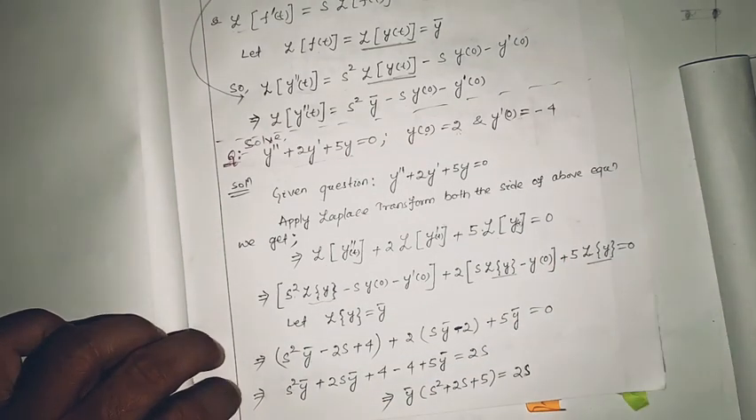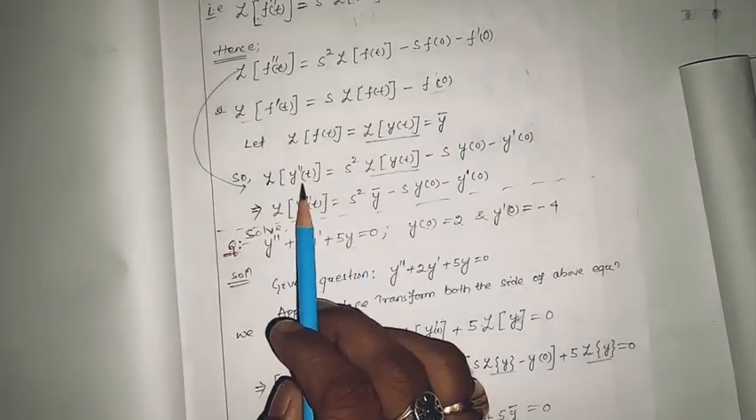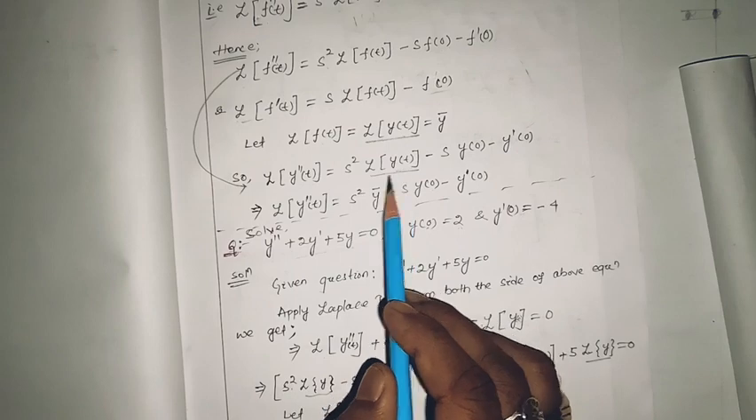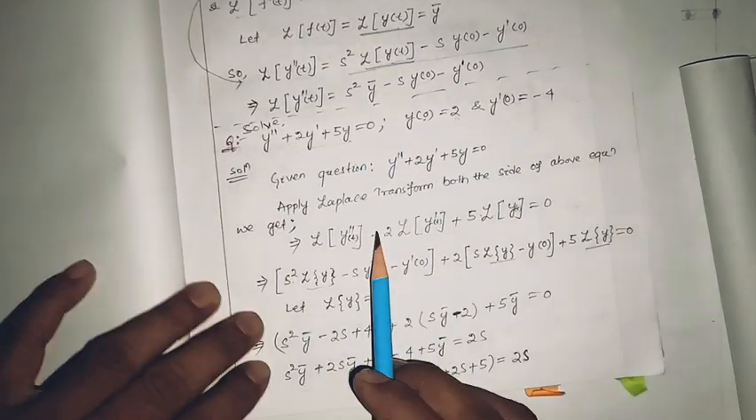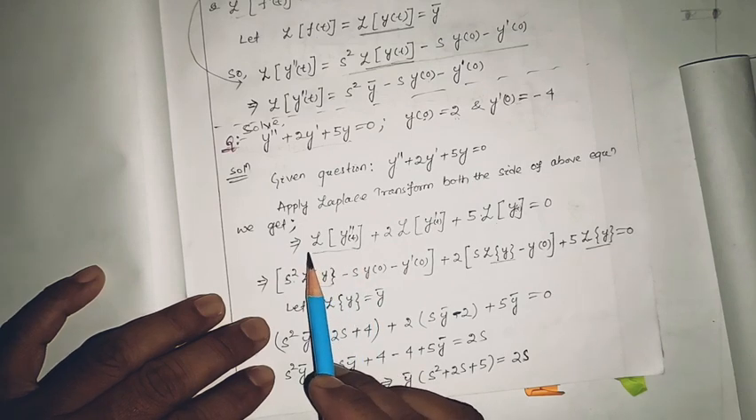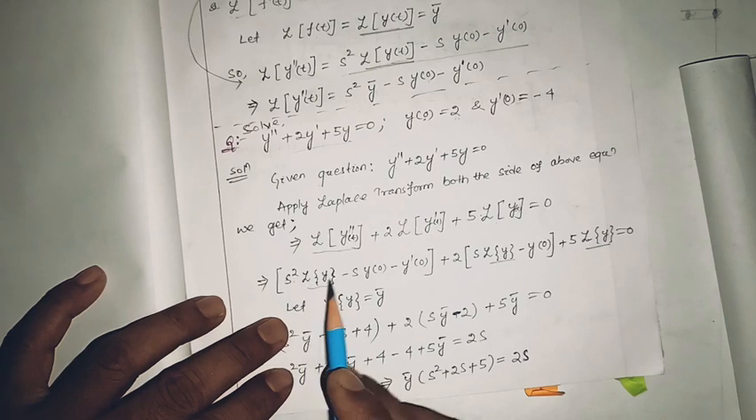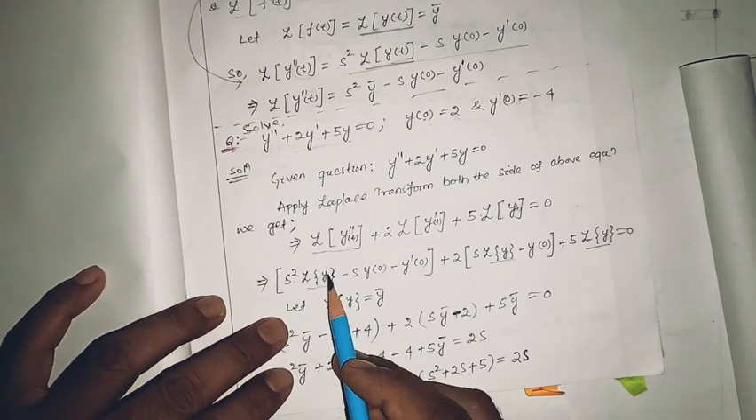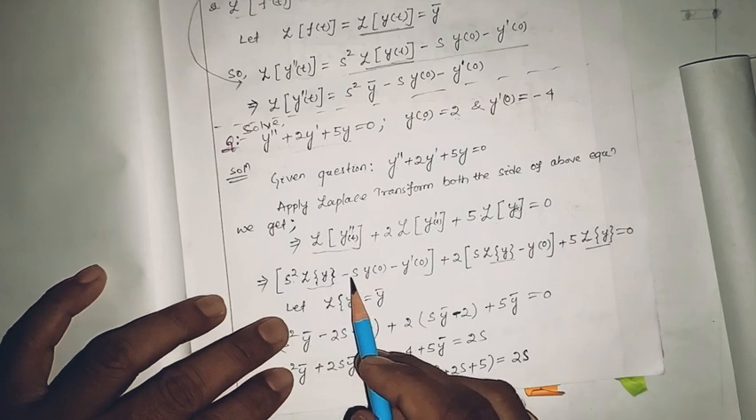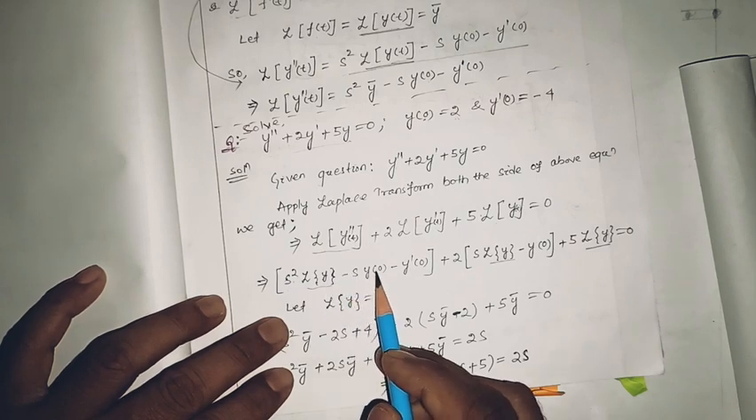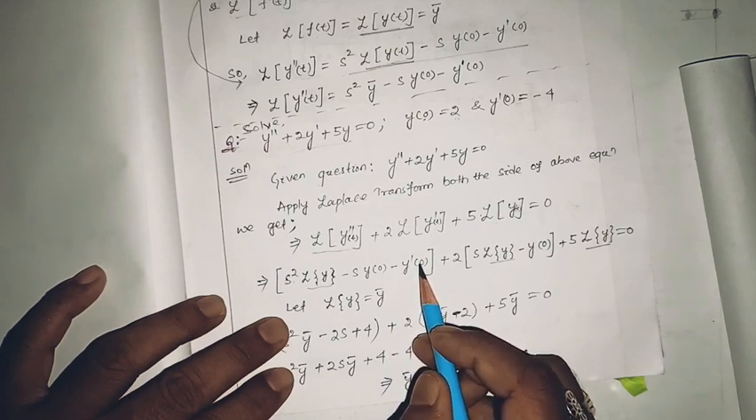Now as we discussed, the Laplace transform of the double derivative of a function is s square Laplace transform of y minus s y(0) minus y dash(0). Same thing we have written over here. Laplace transform of y double dash of t will be s square Laplace transform of y, function of t, minus s y at t equal to 0 minus y dash at t equal to 0.